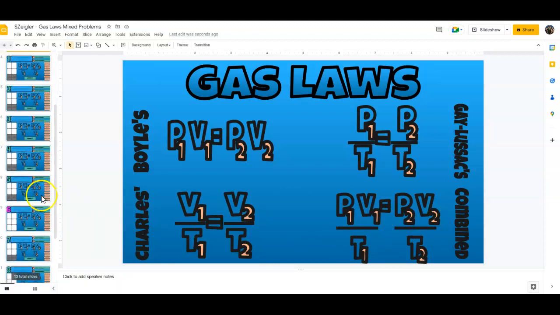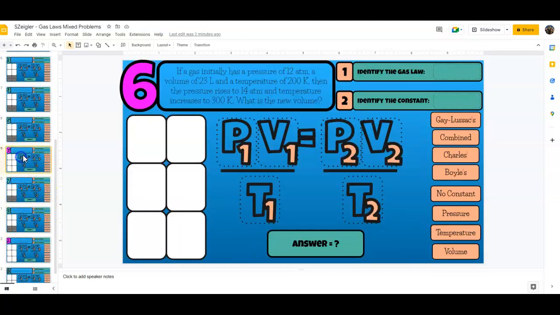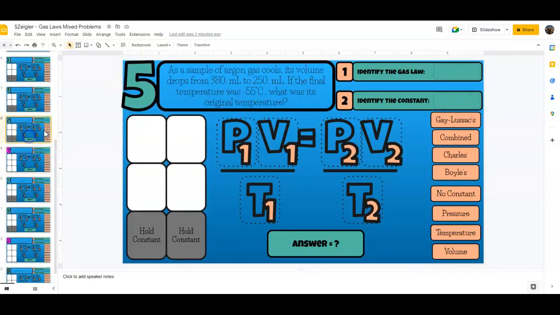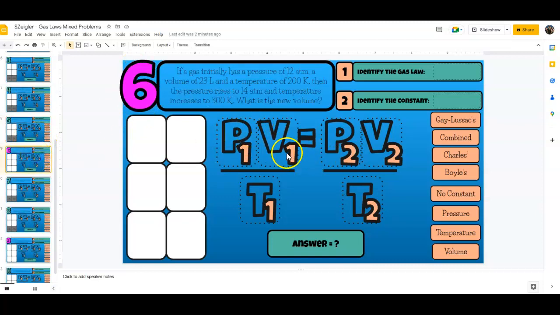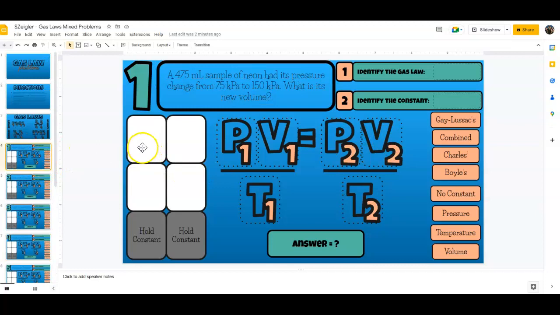Now, when you go in the slides, you'll see that 6 and 9 are different colors in terms of the color of the number. What that means is this is a challenge problem. You do not have to do this problem, but if you do, I will give you extra points. Now I'm going to go ahead and we'll do the first one.